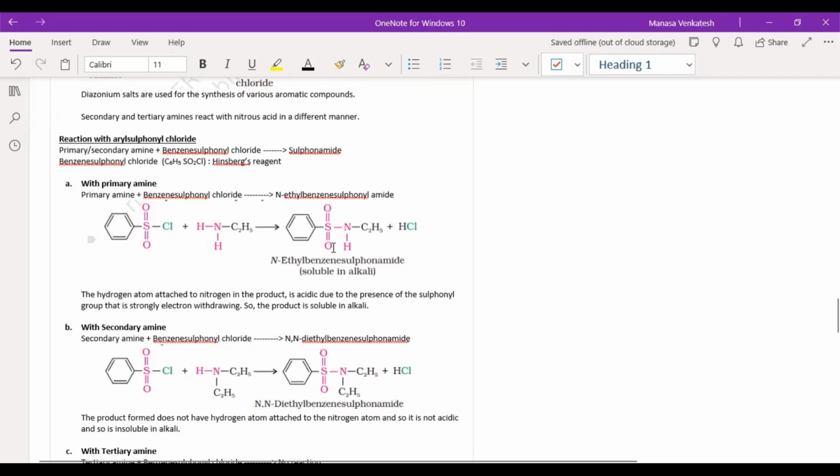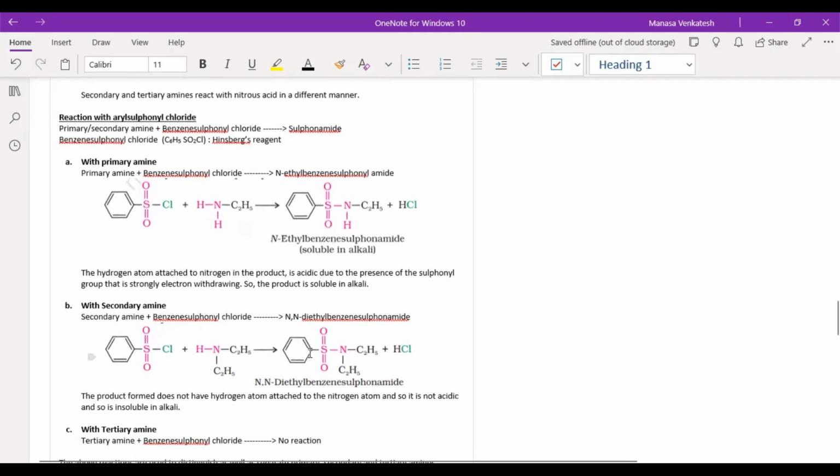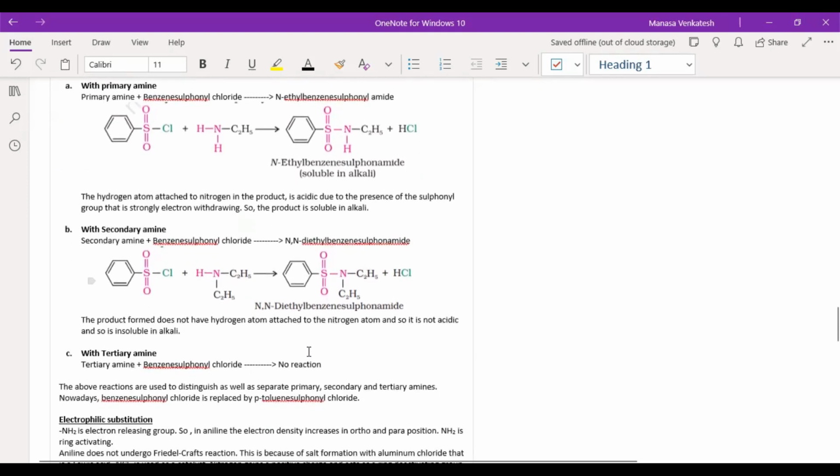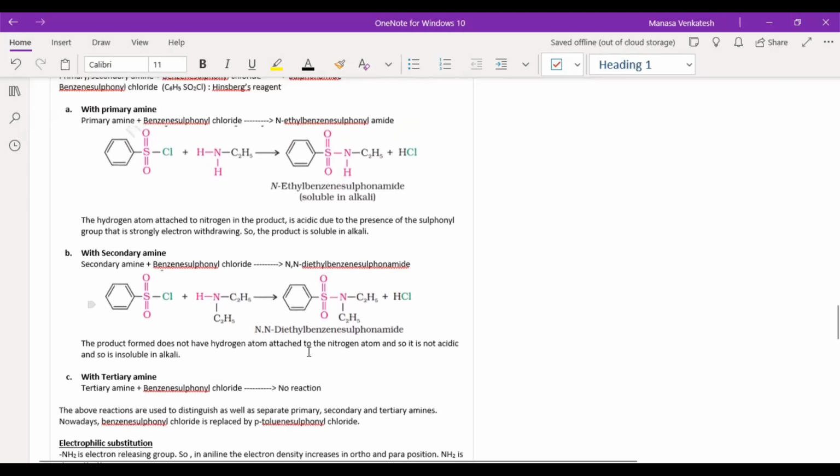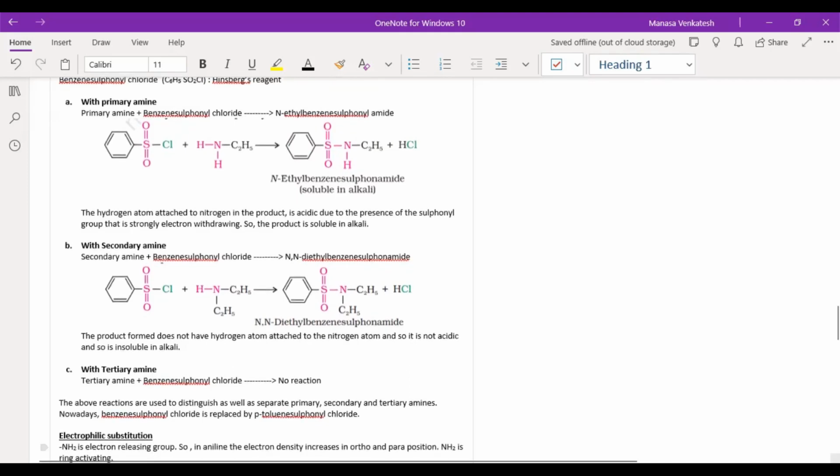And this helps us differentiate between primary and secondary. However, tertiary does not even react with benzene sulfonyl chloride. And so this reaction is quite useful for us to identify primary, secondary, and tertiary amines. Now, benzene sulfonyl chloride is actually replaced by para-toluene sulfonyl chloride as well.